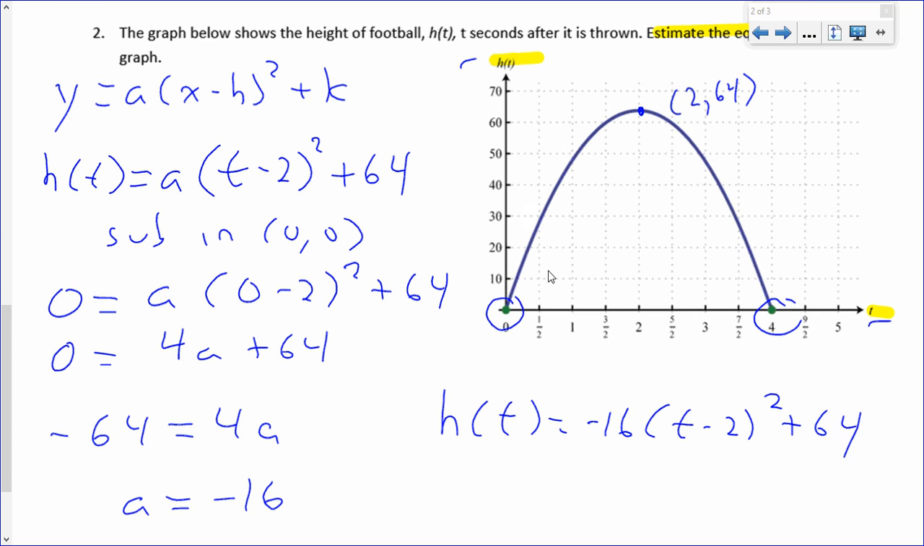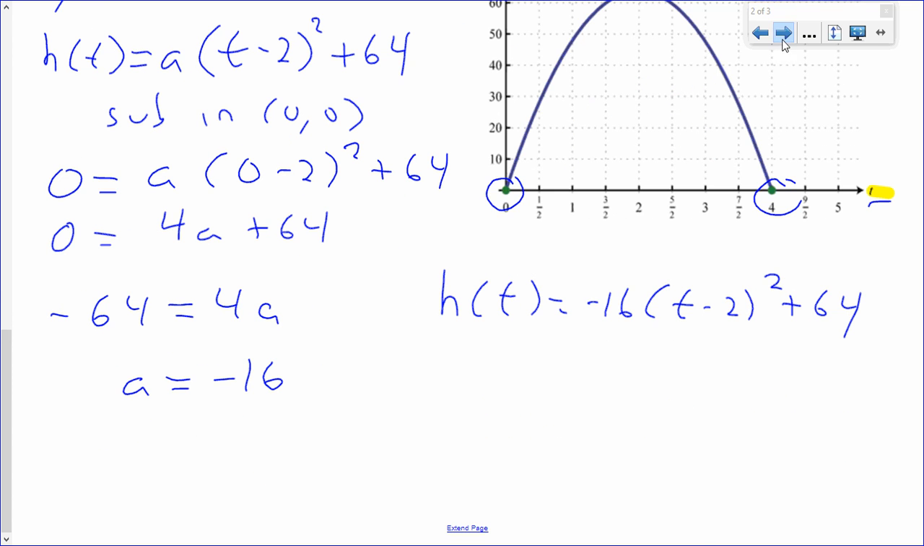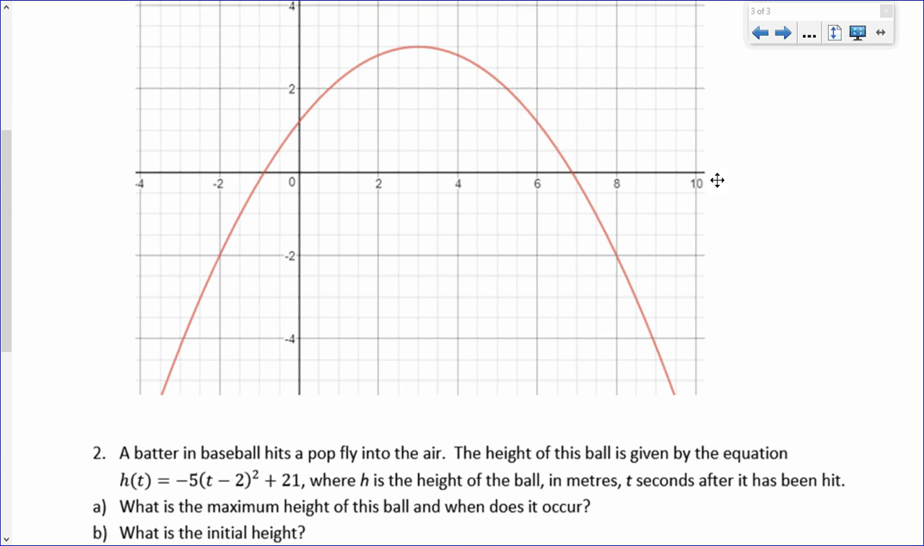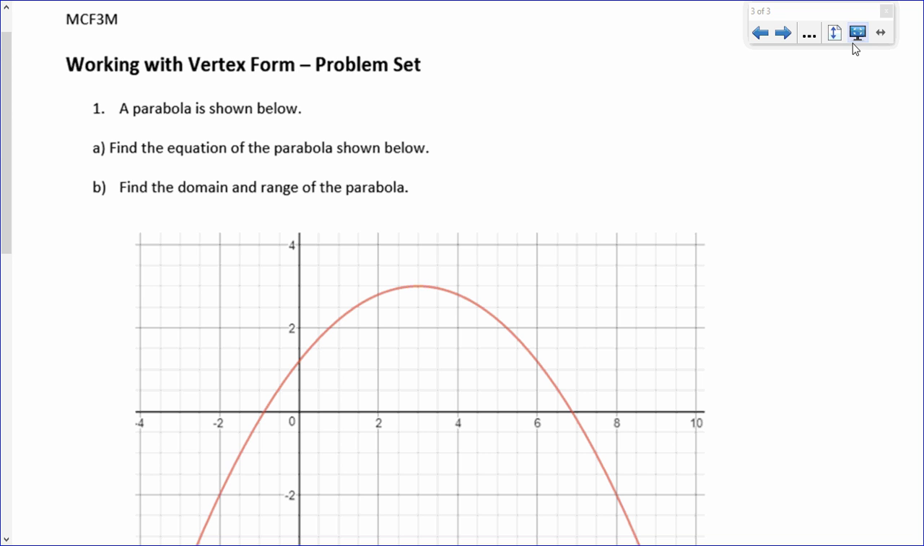Okay, I hope that that helps you get through this lesson. There are some problems for you to work on right here. I'm always available if you need help, but you'll find these problems are very similar to the examples that we just worked on.